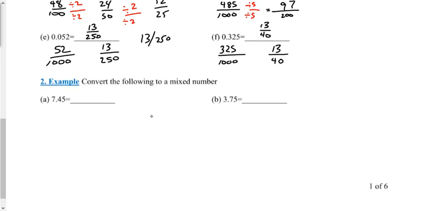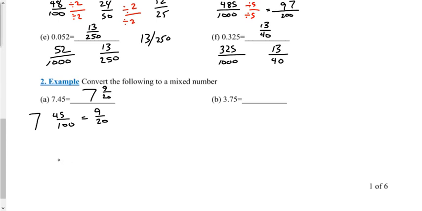Convert the following into a mixed number. What we've got here is, you can think of this as 7 and 45 100ths. This is one way of doing it, right? And just put the big 7 out front and then 45 100ths. Next, I would probably go through and divide these by 5. So that would be 9/20ths. So what we get is 7 and 9/20ths. So that's one nice way of doing this.